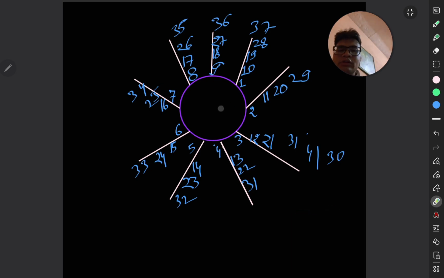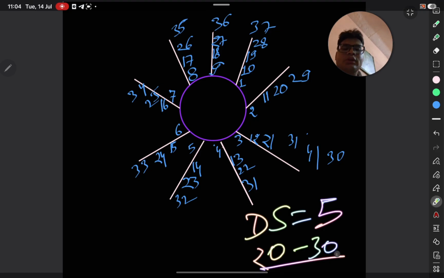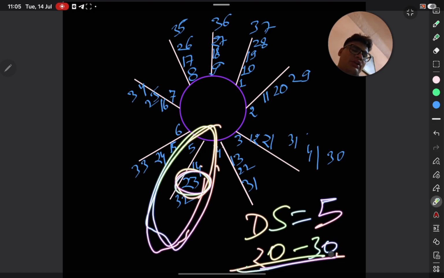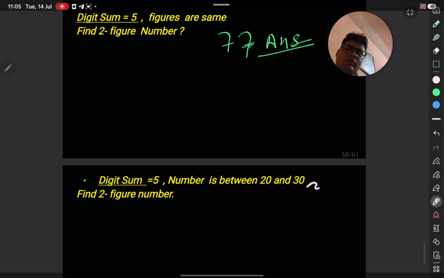The digit sum will be 5 and the number between 20 and 30. What will be the answer? When we go on the branch of 5, the only number that lies between 20 and 30 is 23. So what will be the answer of this question? 23. So 23 is the answer of this question.